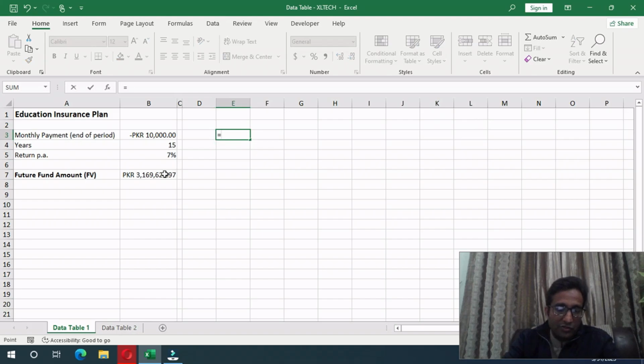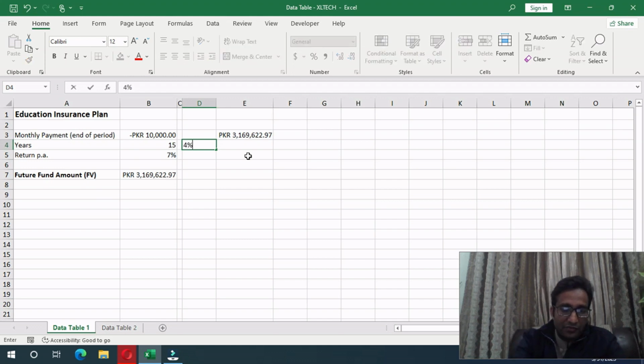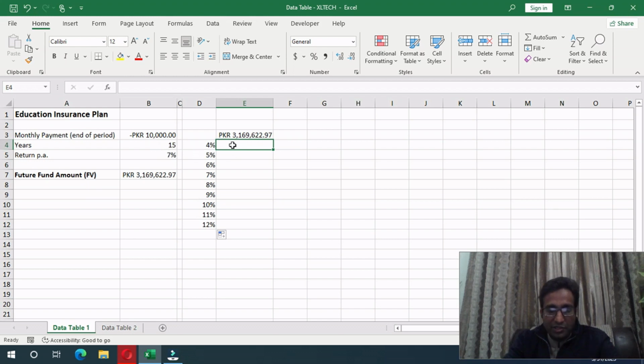So we will take this value as our base value, and now we will assume different rates of return. For example, 4%, 5%, and let's assume until 12%. Okay, now we will use the data table technique here to see how the different scenarios will appear based on the input values changing constantly.